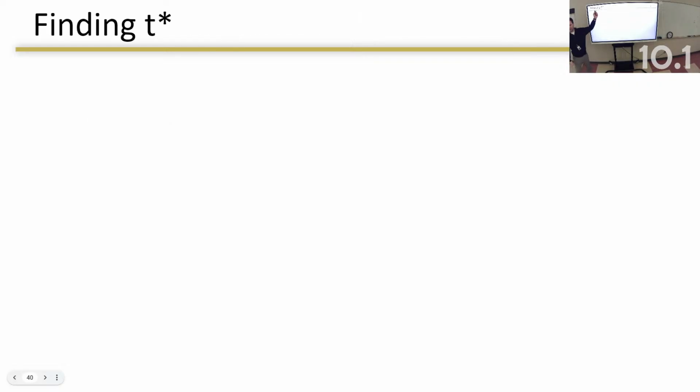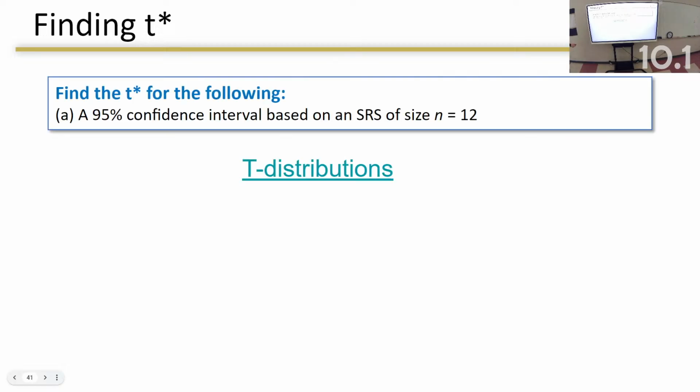Let's figure out how to find this t star critical value, because that's important. We got to know how to find that critical value. Okay? So let's say that we have a 95% confidence interval, SRS of 12. So if it's an SRS of 12, we know immediately that DF is 11. Okay? So you're going to do this two different ways.